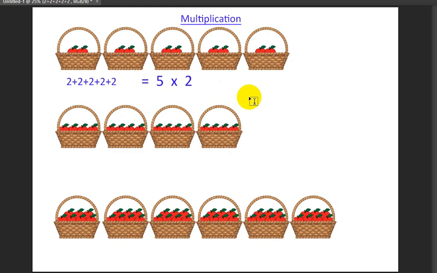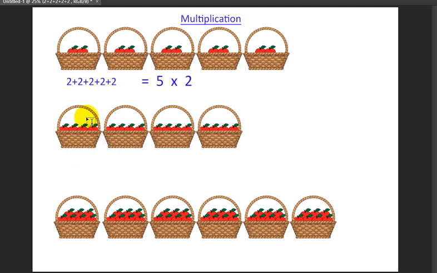So let's see some more examples. I want you to pause the video and try and think how would I write these as multiplications? So you can do the same thing that I did up here, where I wrote it first as an addition and then I wrote it as a multiplication. So pause the video and try and do that on your own.